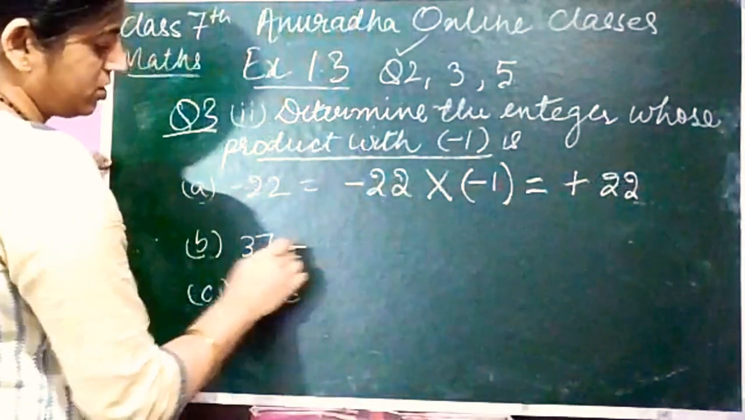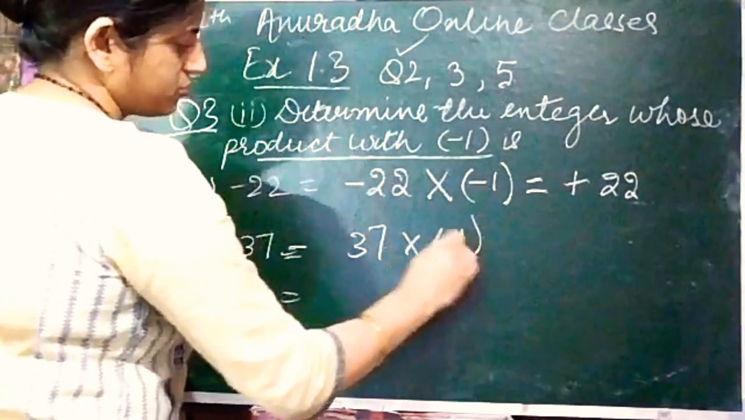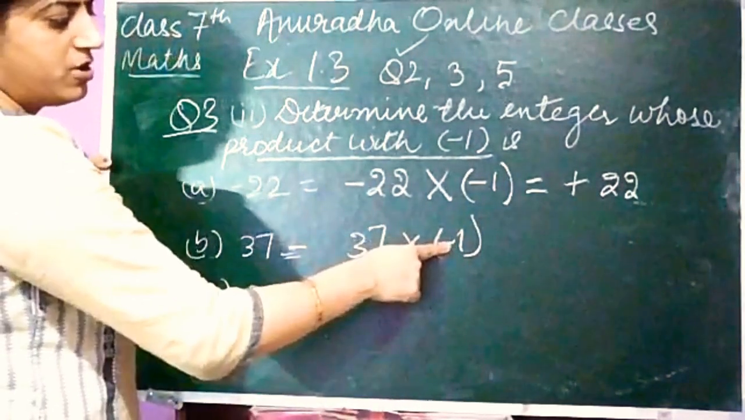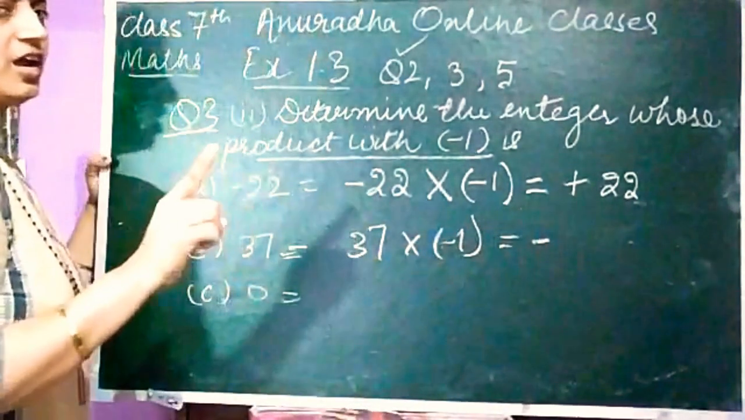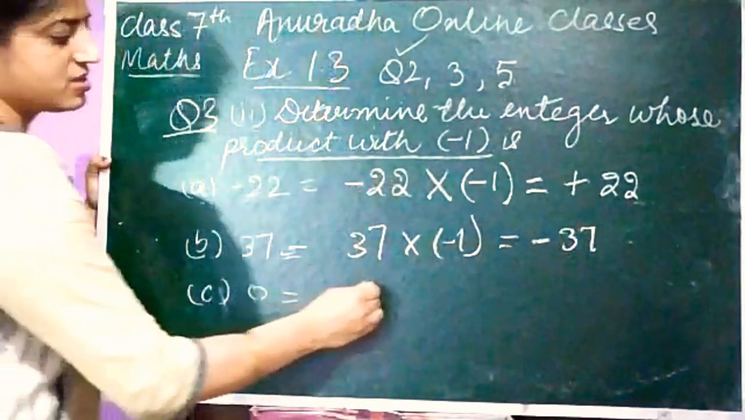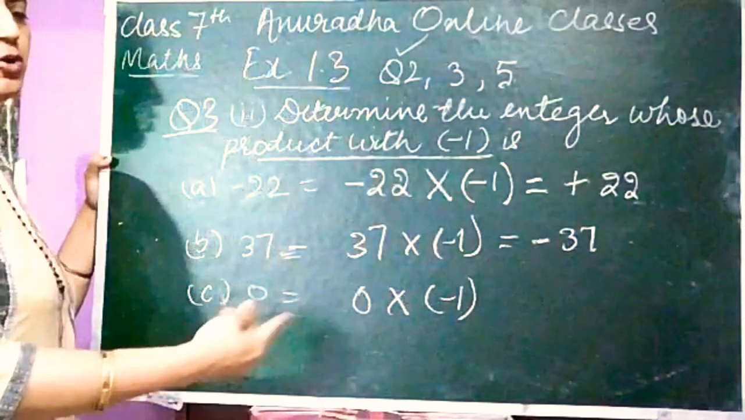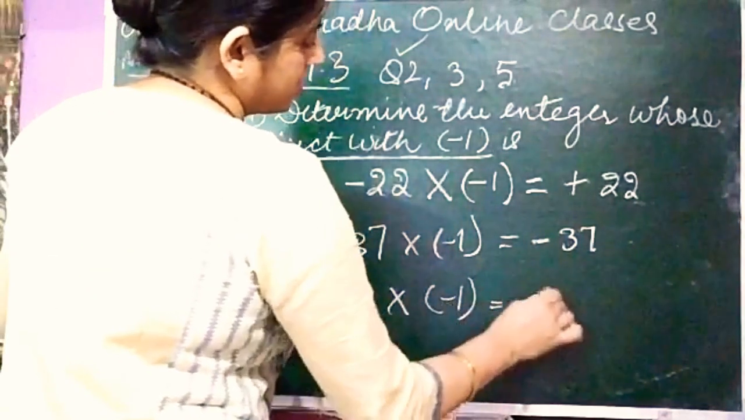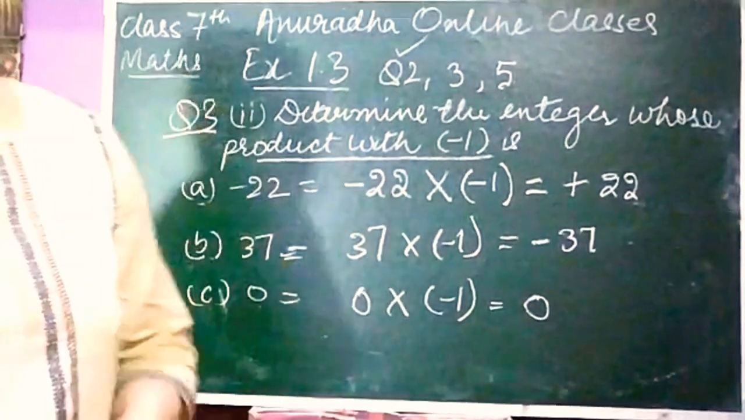So come to the next, that is 37 into minus 1. Now see, here it is positive, one negative is there. So what will be its product? It will be negative. So it is minus 37. Now come to the next, that is 0. 0 into minus 1, always it is 0. Okay children?